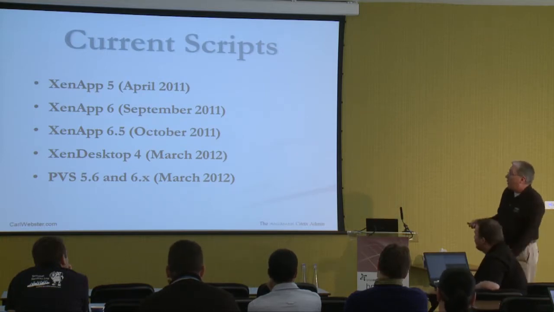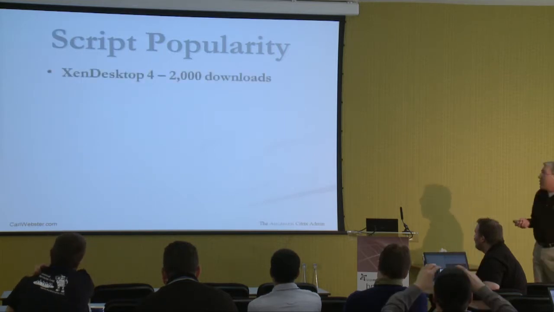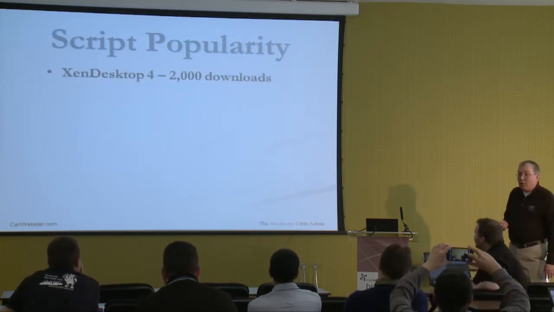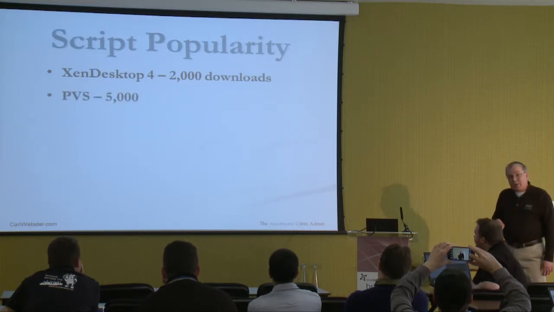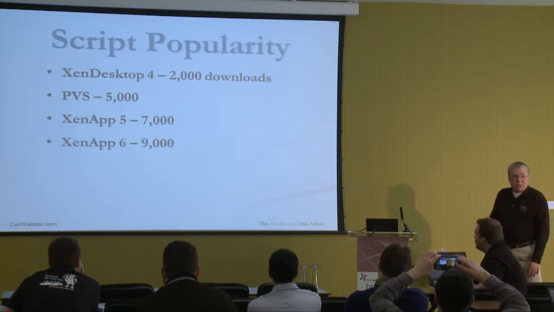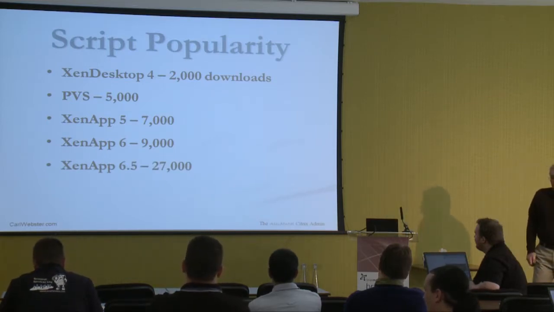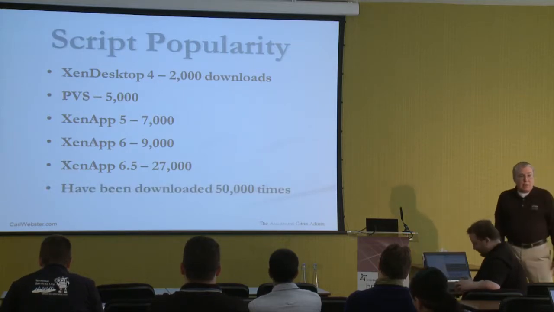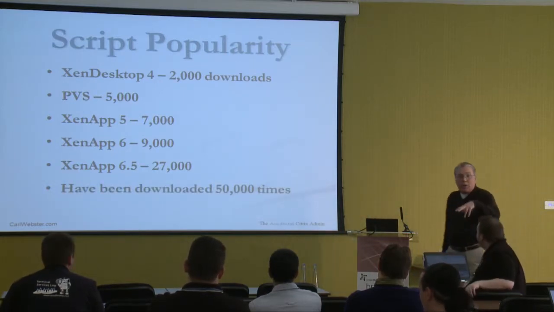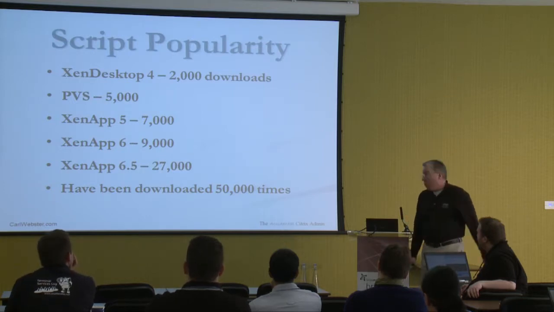So, as of Friday, just how popular are the scripts? The Zen Desktop 4 script has been downloaded 2,000 times. PVS, 5,000 times. ZenApp 5, 7,000 times. ZenApp 6, 9,000 times. And then the one that blows me away, ZenApp 6.5, has been downloaded 27,000 times, for a total of 50,000 downloads. Now, I've been told that if I were to get a pound or a quid for every one of these downloads, I might be able to take Jim Moyle out and pay his pub tab for one night.